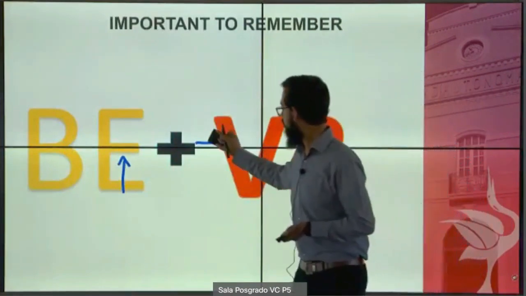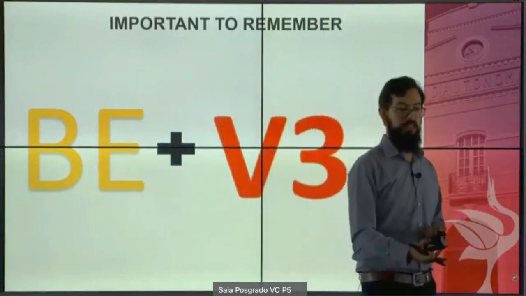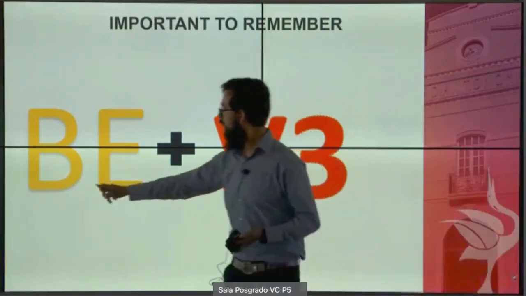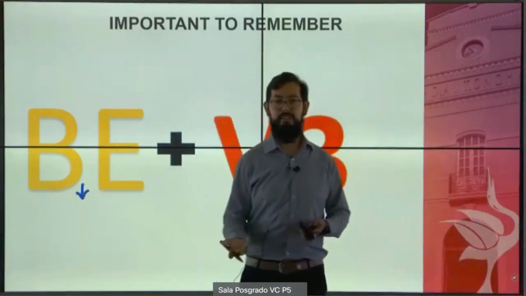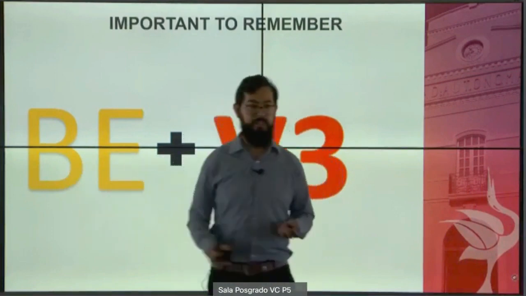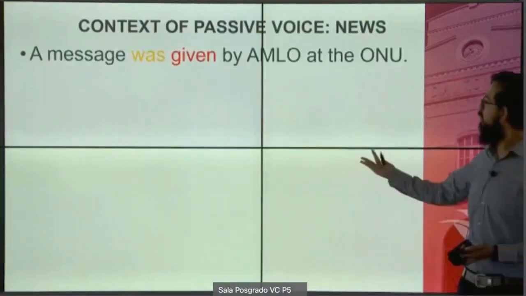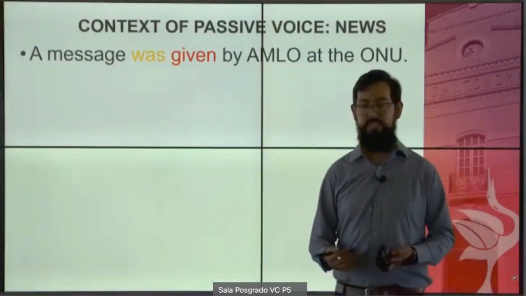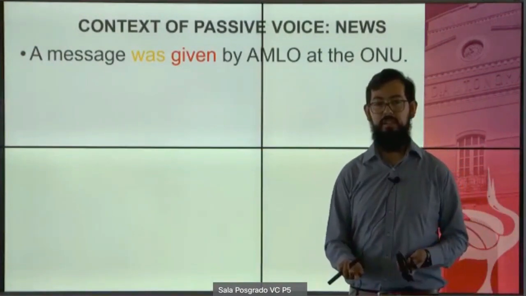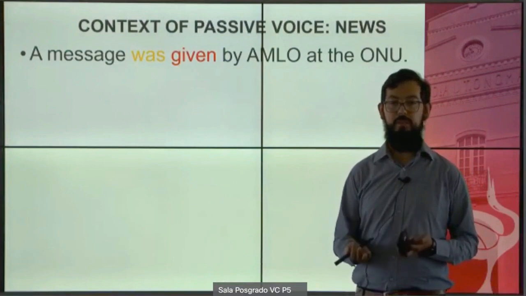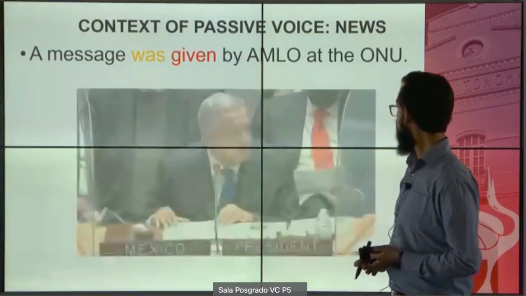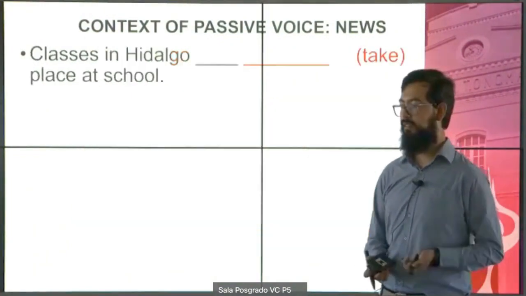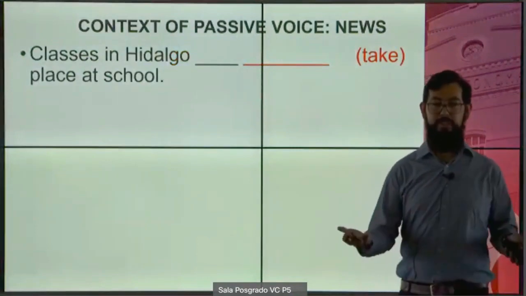Important to remember, be plus verb in past participle. Okay? Be, how do you write be? In present or in past? Okay? It depends on your sentence. For example, what are the contexts of passive voice? When we talk about the news, we can say this. This happened very recently. A message was given by AMLO at ONU. You can see this was last week.